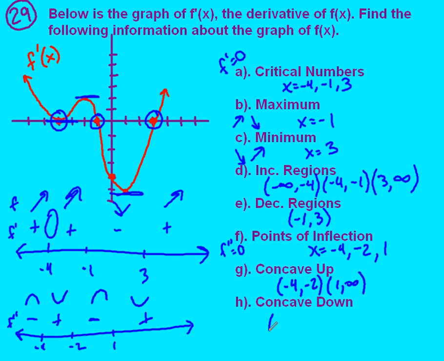Then concave down would be when it's negative. So that's -infinity up to -4. And then again from -2 to 1 because the second derivative, or the slope of this graph, is negative. There's everything for knowing how to analyze these graphs. Take your time and just think about what the question's asking.